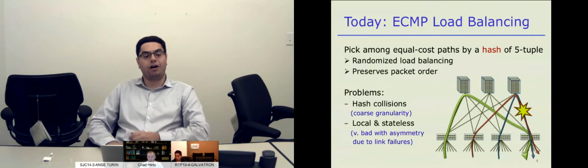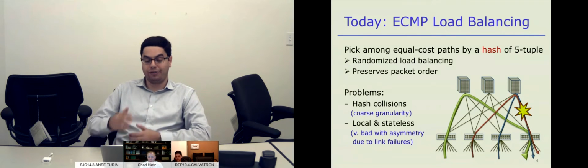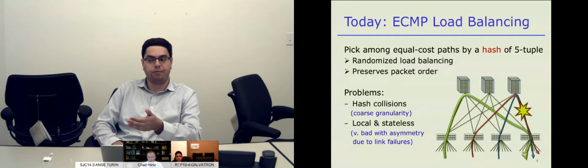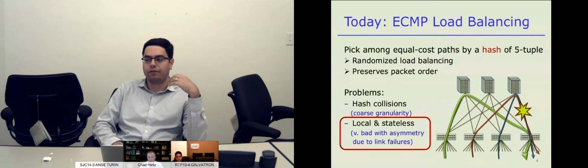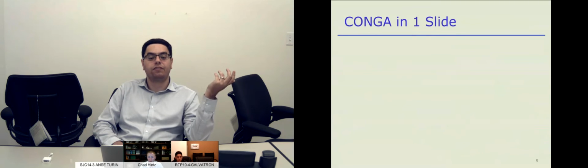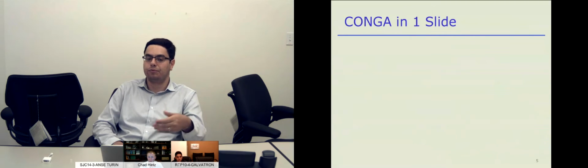So what we do in CONGA, or in this dynamic load balancing mechanism, is we actually measure an end-to-end path congestion metric. To give you the high level idea, it's actually very simple once you decide to think of it this way.